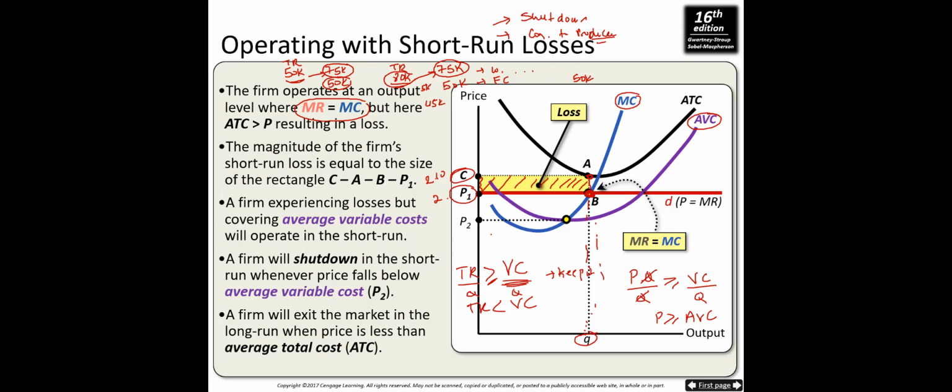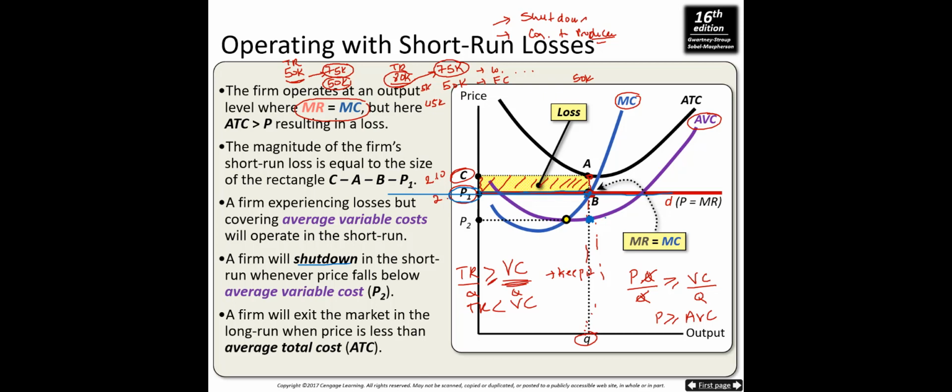Given this, we are not going to use total revenue and total variable cost. We are going to use price and average variable cost to make the decision. Let's look at this graph again. A firm will shut down in the short run whenever price falls below average variable cost. Let's see here, at P1 and quantity Q, is price lower than average variable cost? No. Average variable cost is here, P1 is here. So P1 is higher than average variable cost. Therefore, you should keep this business open.